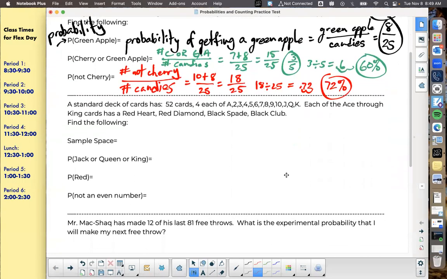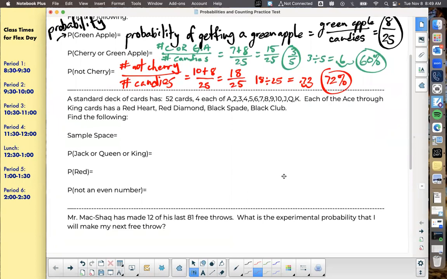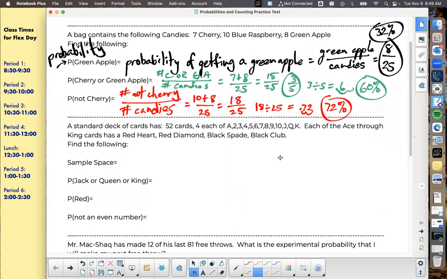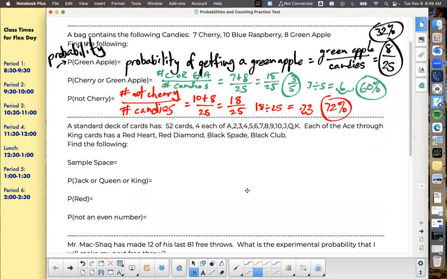Okay, deck of cards. Is this what the actual test is going to be like? Correct. I went and took the actual test, and then I made you guys some sample questions that were modeled like it. So obviously it's not going to be the exact same one with candies and cards, but the setup of the test is going to be just like this.